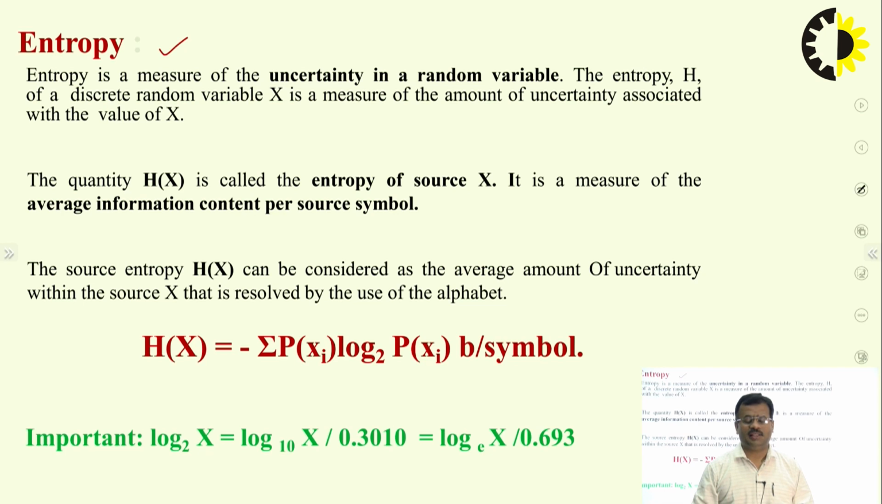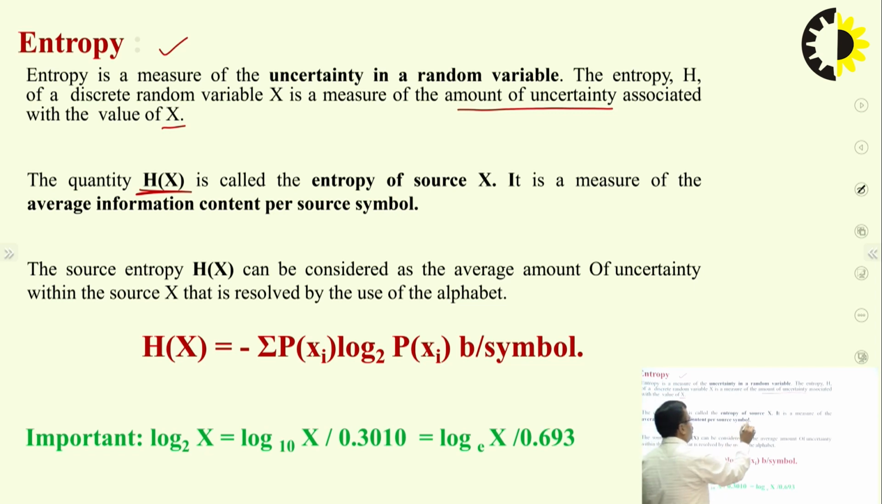Okay. And generally these all depend upon the probability, the possibilities. And we start anything in communication from the random variable, supposing X, Y. So entropy is a measure of uncertainty in a random variable with respect to a communication system. So entropy of X is a measure of the amount of uncertainty associated with the value of X. And this quantity H of X is called the entropy of the source, our data, our information.